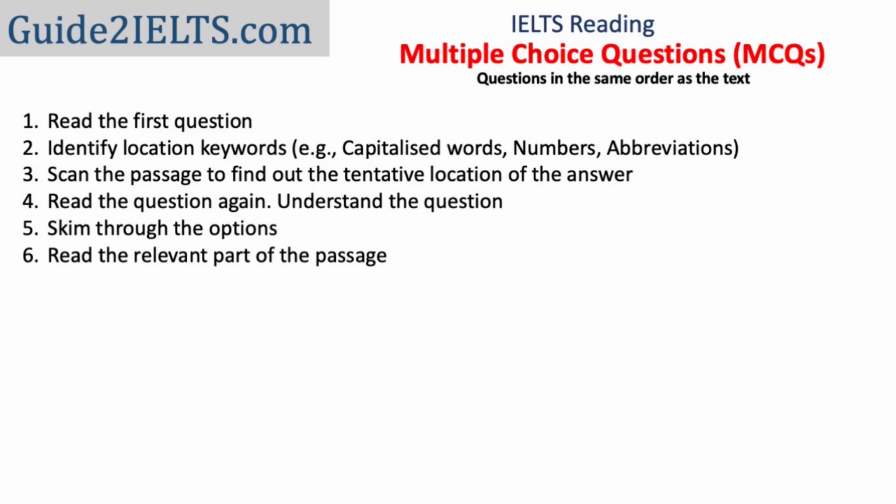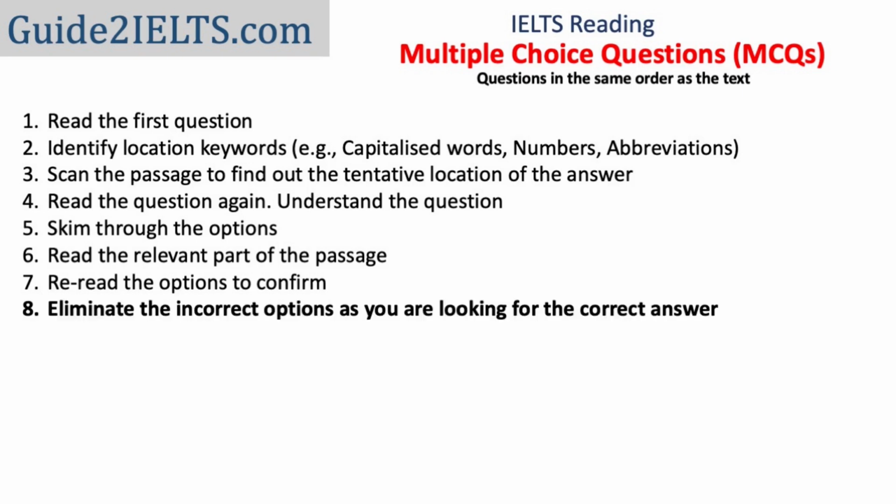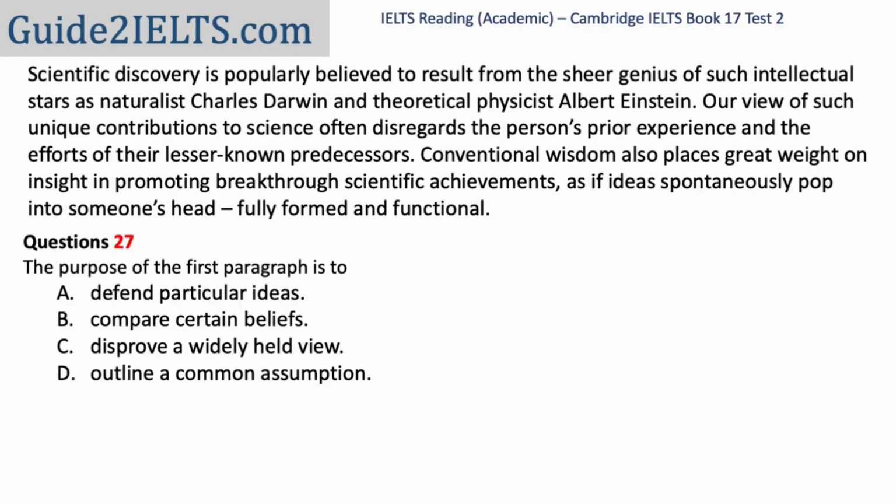Then we go back to the passage and start reading the relevant portion of the passage. When you see anything that is mentioned in the options, reread the option again, try to figure out whether it is correct or not. Elimination of the incorrect options is very important when attempting MCQs. So cross out or eliminate the incorrect options. The multiple choice questions in IELTS reading may require you to understand minute details or may require an overall understanding of the paragraph. Let's look at a few examples now.